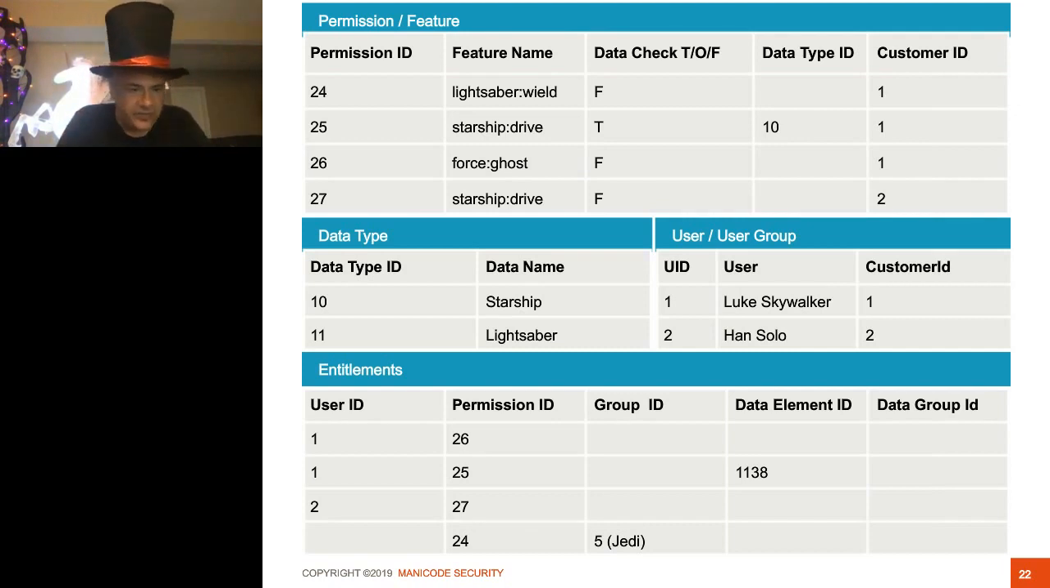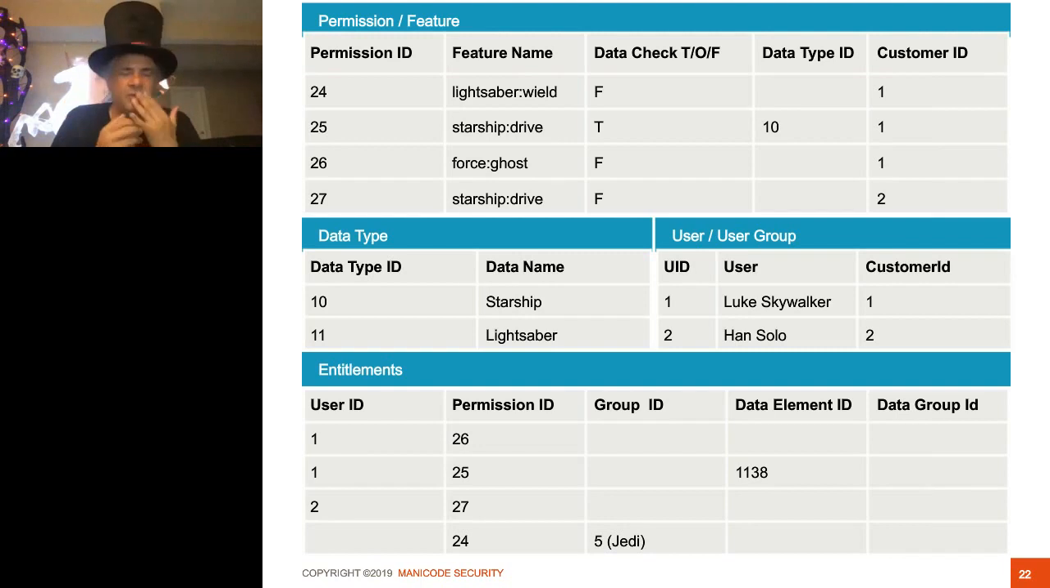So we see that user one, Luke Skywalker, he can 25. Drive Starship requires a data check of type 10. That's a Starship, and he can now drive Starship. 1138 is the vehicle number he can now drive. So I've done a very granular grant. I have allowed one user to pilot one vehicle, and good luck doing that with access control.